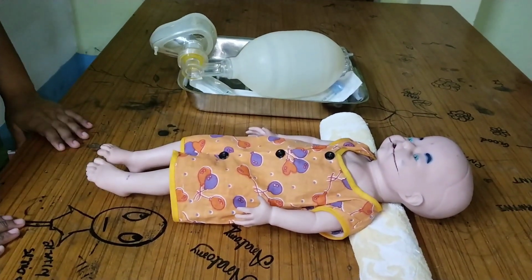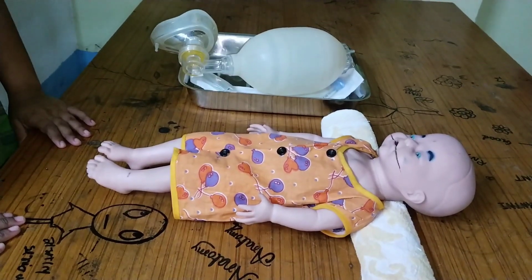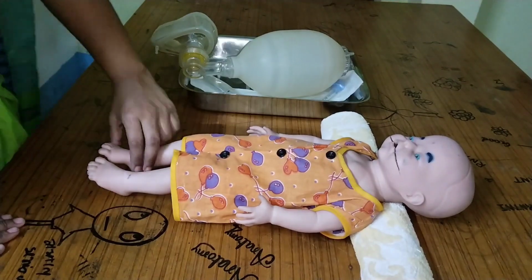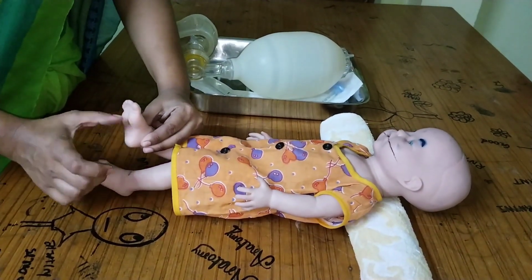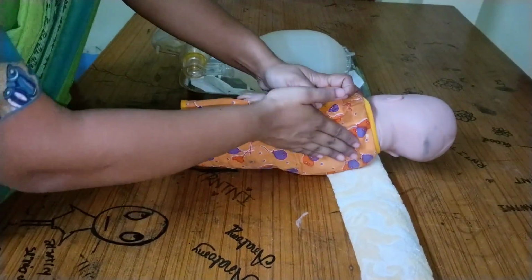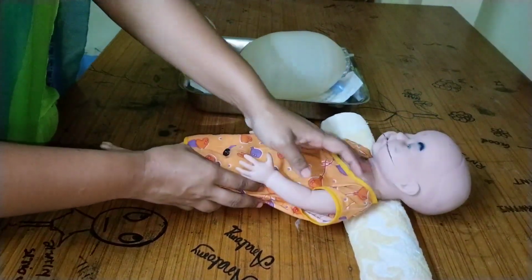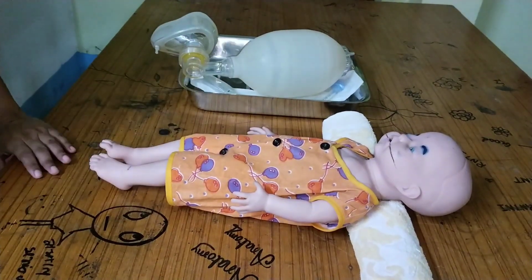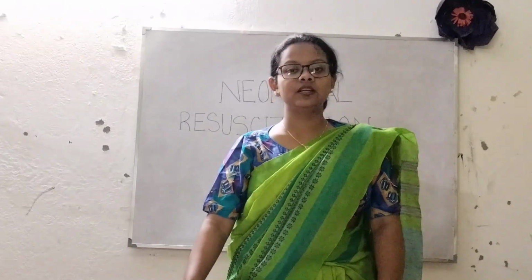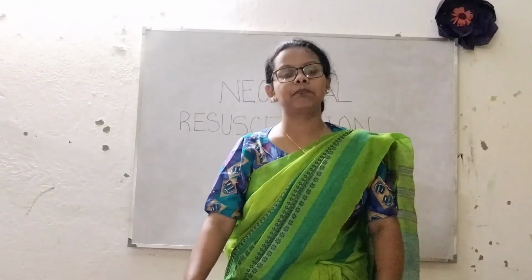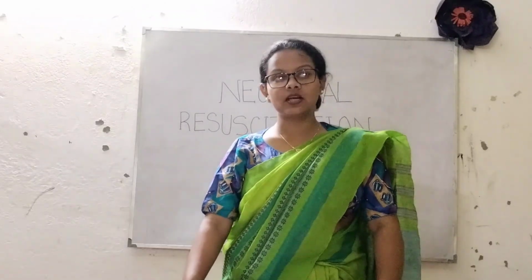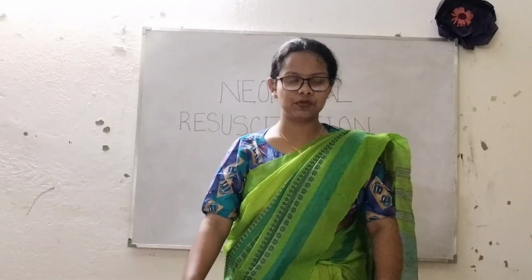Providing tactile stimulation by slapping or flicking the soles of the feet or rubbing the infant's back once or twice to stimulate breathing. We have to flick the soles of the baby, or what we can just do is rub the back of the baby once or twice. Continued use of tactile stimulation may be harmful and wastage of valuable time. After providing the good tactile stimulation, we will see that the baby who was not spontaneously breathing may breathe after providing 1 or 2 tactile stimulation.